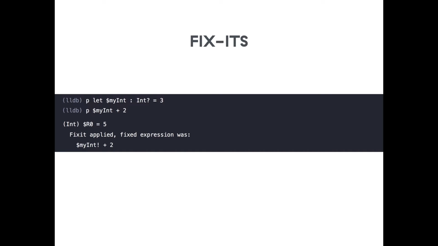Last thing, fix-its. So this is a cool thing. For example, you have myInt, which is an optional Int, and you try to add number 2 to it. So this shouldn't pass because myInt is an optional, but the debugger will automatically unwrap it for you, fix-it applied, and the expression will pass. Another example in Objective-C, the simplest one, is if you forgot a semicolon at the end of your statement, Xcode will add it for you and let you know that it fixed your code in some way.